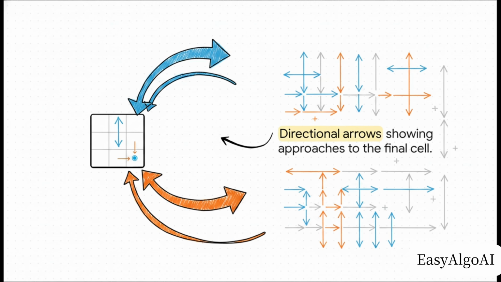And guys, here is the beautiful part. This logic isn't just true for the final destination, it's equally true for practically any cell on the entire matrix. The number of paths to get to any specific cell is just the sum of the paths to the cell above it plus the paths to the cell to its left.